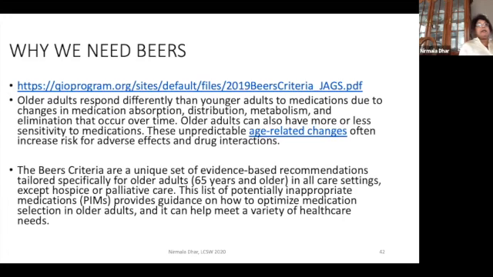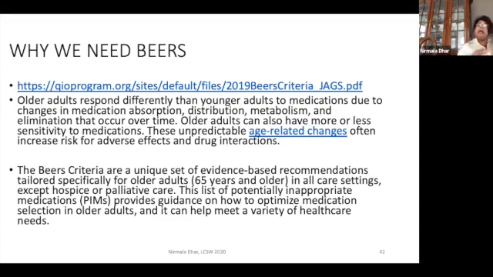The Beers criteria is a unique set of evidence-based recommendations tailored specifically for older adults. And it's for all care settings except hospice or palliative care. The list of potentially inappropriate medications, so sometimes you see this acronym PIMs, which means potentially inappropriate medication, provides guidance on how to optimize medication selection in older adults, and it can help meet a variety of healthcare needs. And it is a core feature of Comprehensive Geriatric Assessment and of the 4 M's age-friendly health system. So one is the Beers criteria.